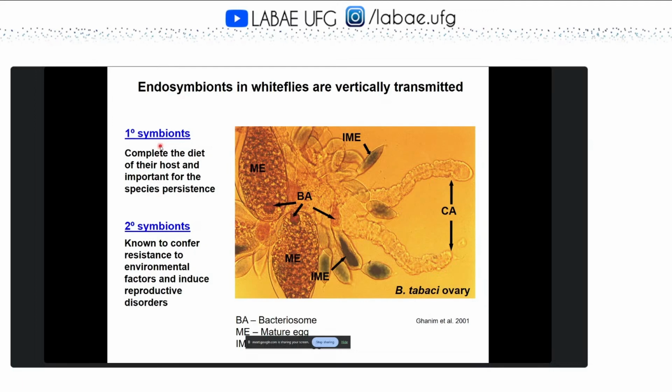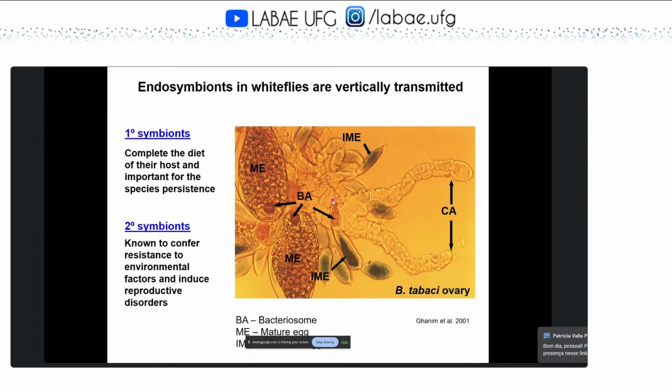Now, there are also secondary symbionts, of which we know there are many species. They're found in many insect species, and for many of them we don't really know what their functions are, but they were acquired through evolution within many insect species. In this photo you see an ovary dissected from a female whitefly, and you can see eggs in different developmental stages, and you can see those yellow organs. Those yellow organs are the bacteriosomes that are acquired during the egg development.